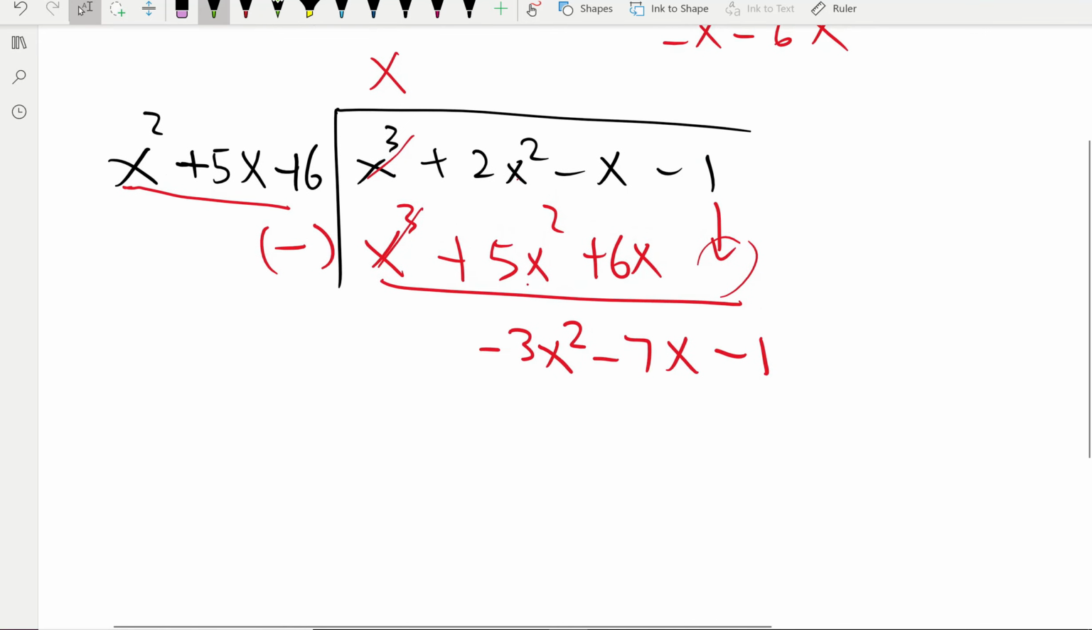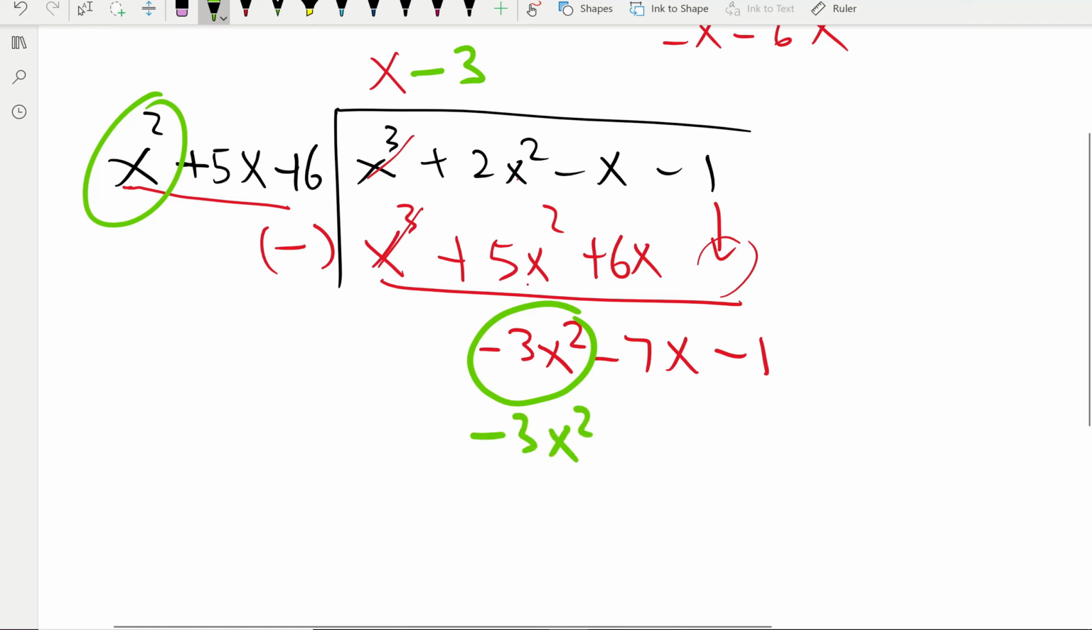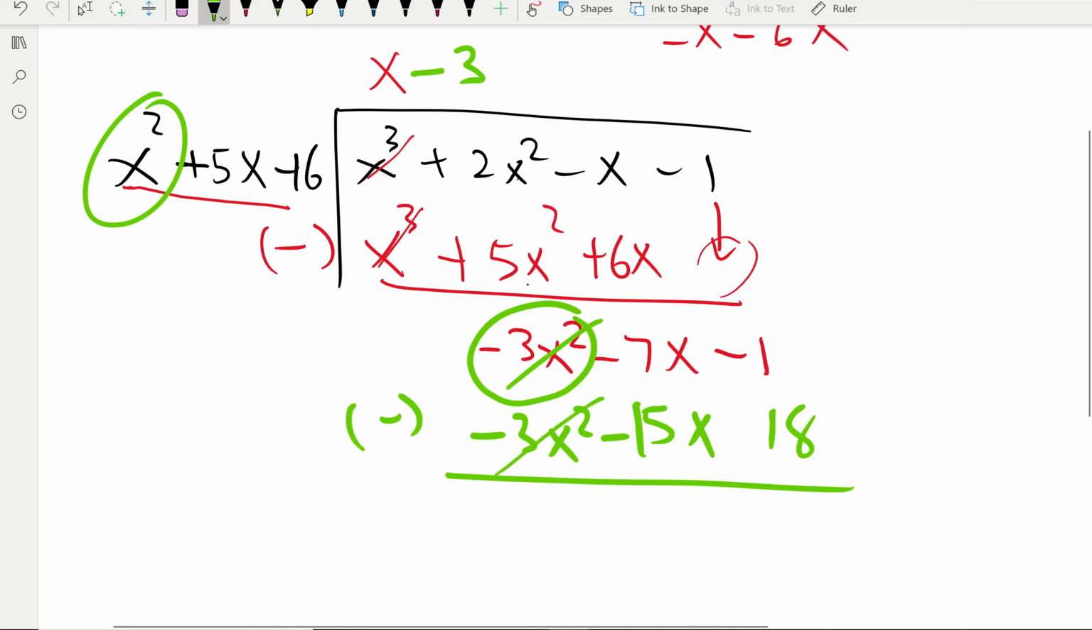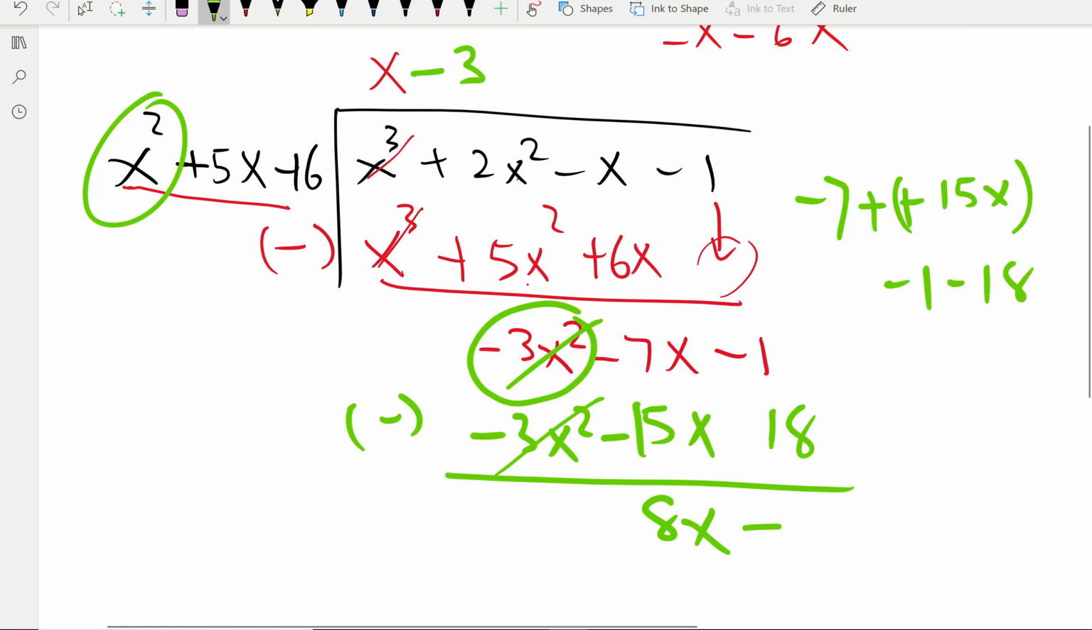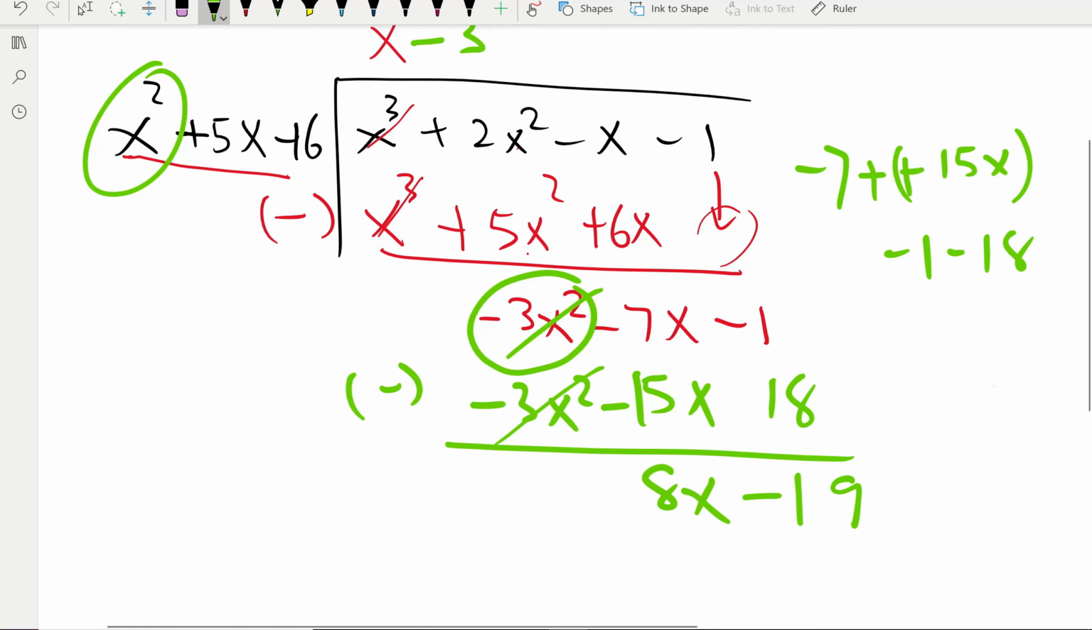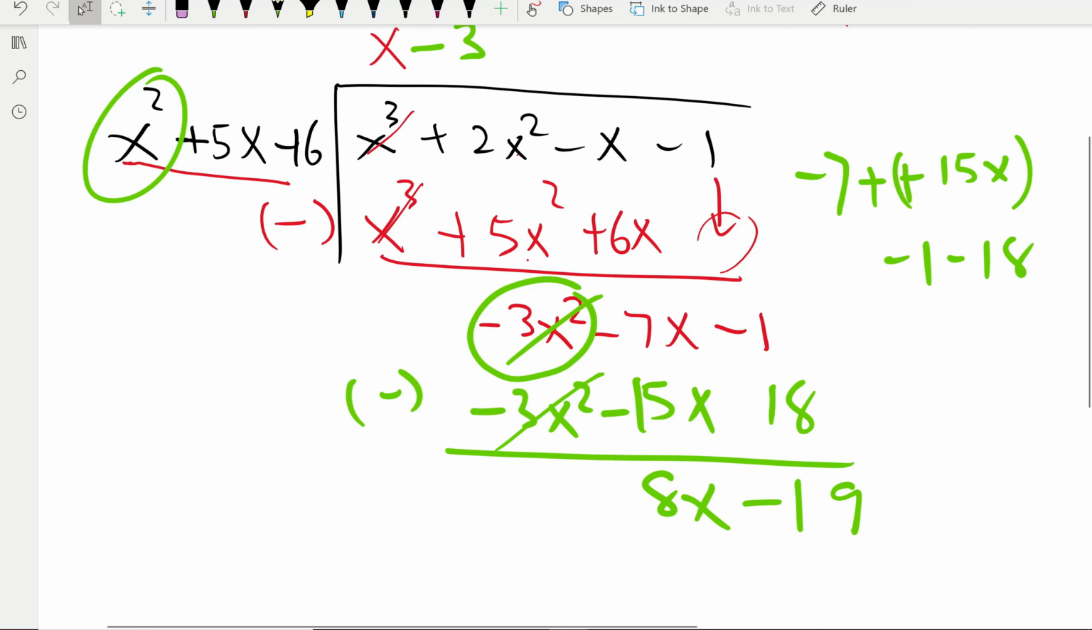Alright, now again look at the first term, negative 3x squared and x squared. So to create negative 3x squared out of x squared, you have to multiply by minus 3. Now re-multiply. Negative 3x squared here, negative 3 times 5x is what? Negative 15x? Yeah. Negative 3 times 6 is negative 18. Subtract. So 3x squared cancels out. Negative 7x minus negative 15x. Be careful. This will become plus. So it's 8x. Negative 1 minus negative 18 is what? Minus 19?